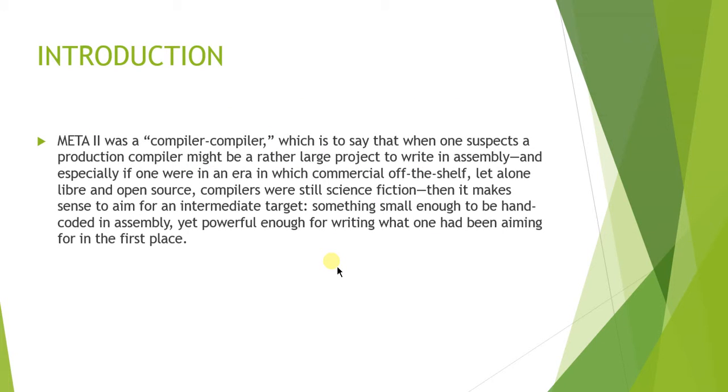First, introduction. Meta2 was a compiler, which is to say that when one suspects a production compiler might be a rather large project to write in assembly, let alone when libraries and open source compilers were still science fiction, then it makes sense to aim for an intermediate target, something small enough to be hand coded in assembly, yet powerful enough for writing the one that one had been aiming for in the first place.